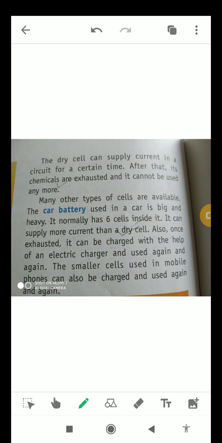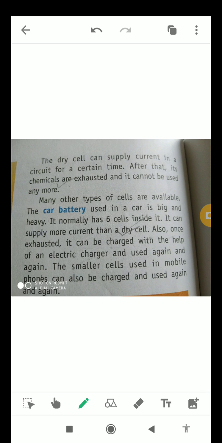Okay students, now we will talk about other types of cell. The first one is the car battery. A car battery used in a car is very big and heavy. It normally has 6 cells inside it. It can supply more current than a dry cell, that's for sure.